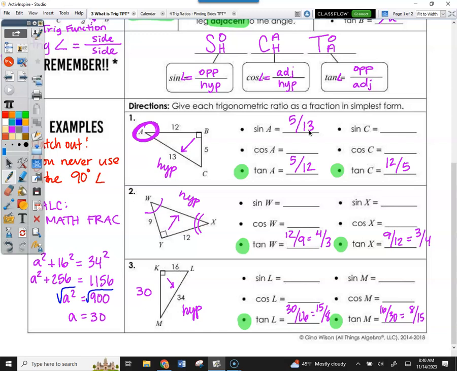Now let's jump to cosine A. Cosine is adjacent over hypotenuse. What is adjacent to angle A? 12. What's the hypotenuse? 13. Very good. So we just knocked out angle A. I'm going to now erase that emphasis and go to angle C. I want you to write the ratio for sine of angle C and cosine of angle C.